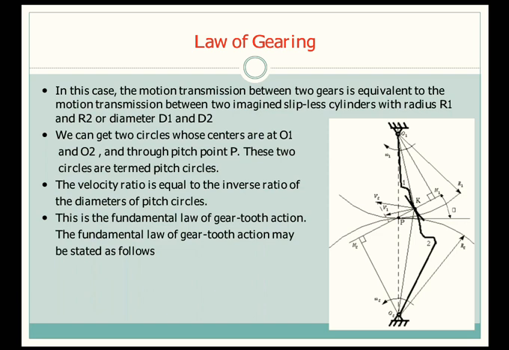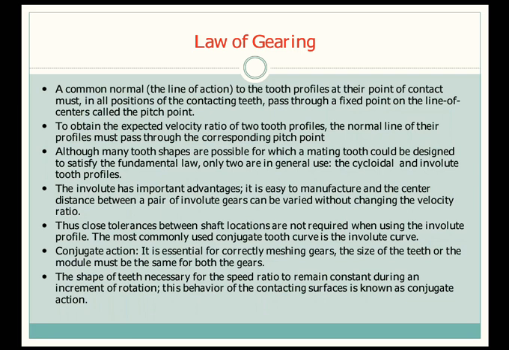The fundamental law of gear tooth action may also be stated as follows. A common normal to the tooth profiles at their point of contact must, in all positions of the contacting teeth, pass through a fixed point on the line of centers called the pitch point. To obtain the expected velocity ratio of two tooth profiles, the normal line of their profiles must pass through the corresponding pitch point.